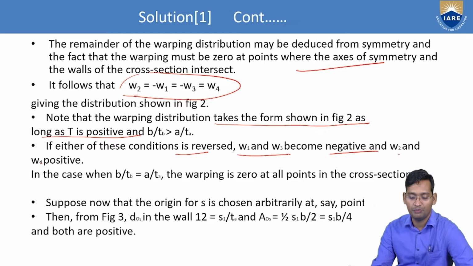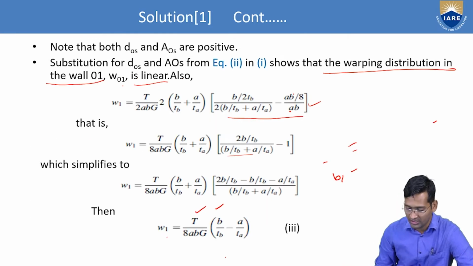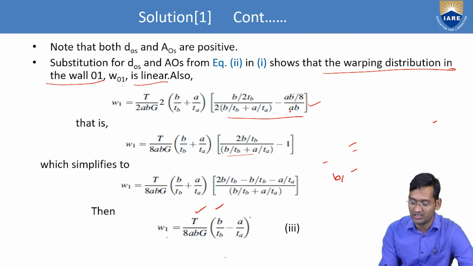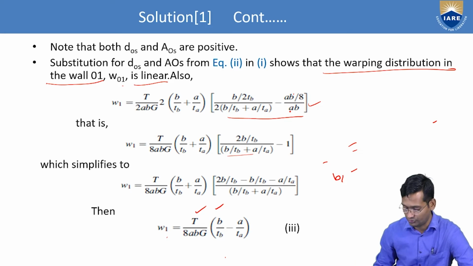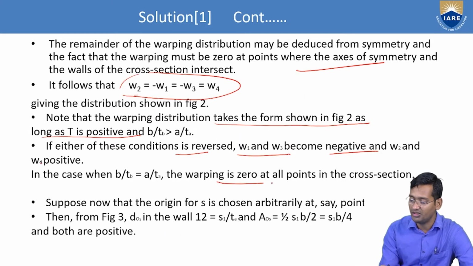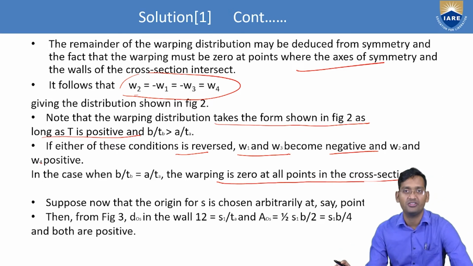In the case when B by TB equals A by TB, the warping is 0. Why? Because B by TB equals A by TB, so this term will get cancelled, that is 0. So 0 into this whole thing will be 0, meaning W1 equals 0, hence we can say warping is 0. Warping is 0 at all points in the cross section.